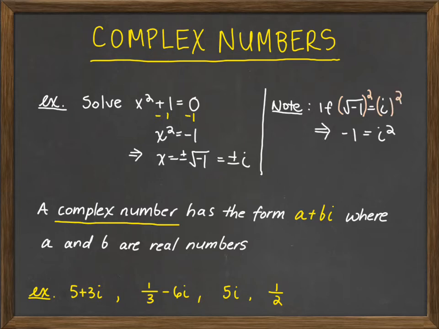Now, any complex number is defined as something that has the form a plus bi, where a and b are real numbers. And in this number of this form, a is the real part, and then the bi in its entirety is called the imaginary part. And we've got some examples below. We've got 5 plus 3i, 1/3 minus 6i, 5i, and 1/2. Now for the 5i, this is still a complex number where we understand that the real part is 0. And for the 1/2, this is also a complex number where the imaginary part is 0i.